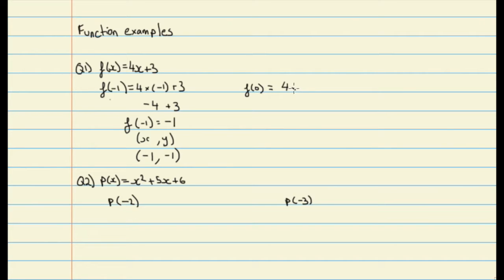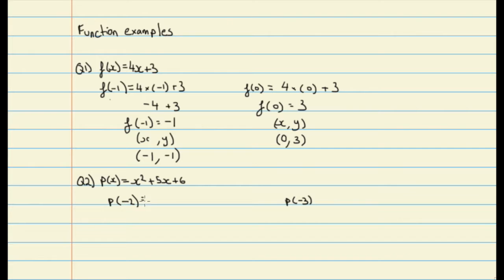So again, wherever I see an x, I will put a 0. So this just gives me a value of 3. So again, my x and y coordinates for this point will be 0 and 3. Moving on to the next one, we have a quadratic.